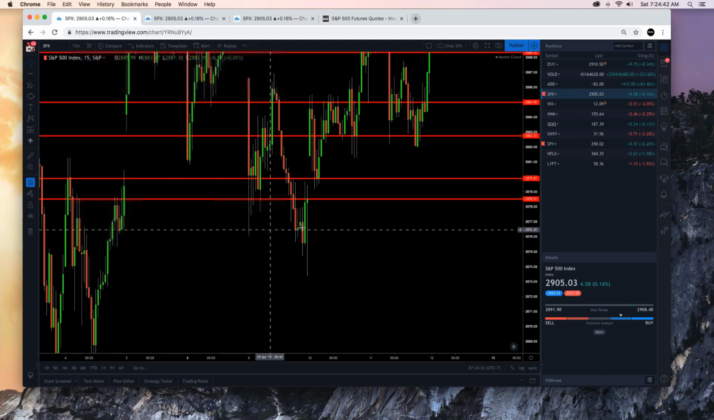April 4th, April 9th. Look at them, literally the exact same level. That's why we're trading the 15. That's why the 15-minute levels work so well on SPX, because SPX respects the 15 days and days and months later.